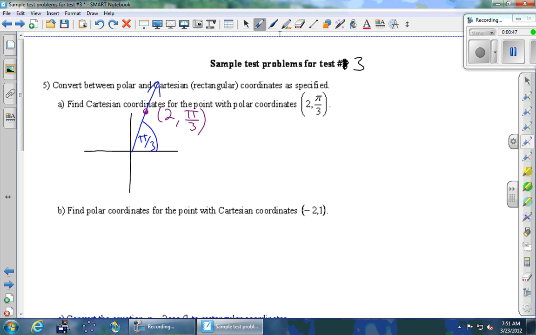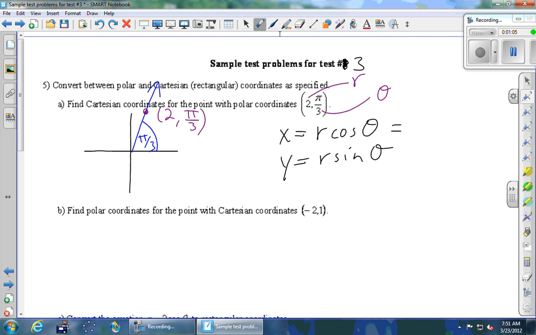And so let's see if we can't find the values of the x and the y. So we've got some formulas here. We know that x is r cosine of theta, and y is r sine of theta, where the 2 is your r and the pi over 3 is your theta. This becomes 2 cosine pi over 3 and 2 sine of pi over 3.